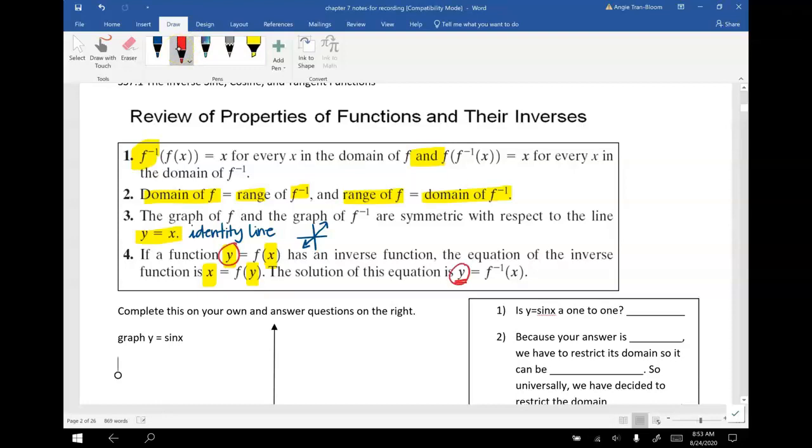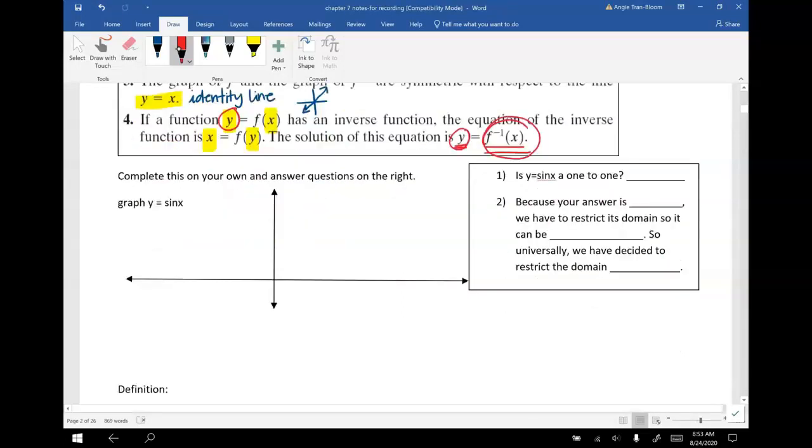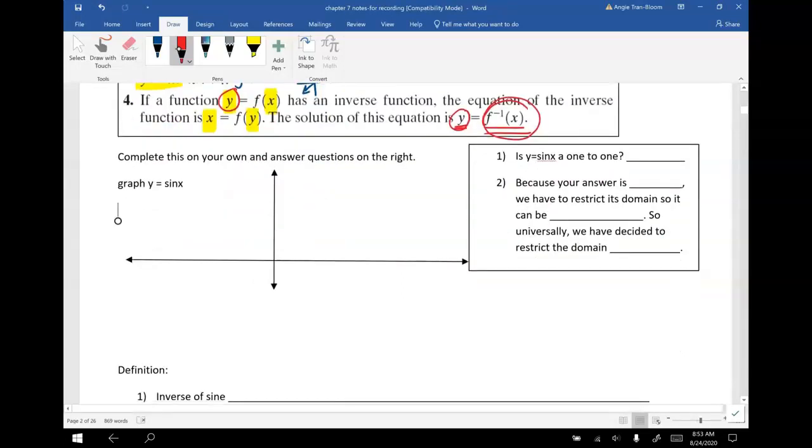Because they're both y equals. So if it's an inverse, then we use f to the -1 power of x. So if you see this notation right here, that means it's an inverse of the regular. Now complete this on your own and answer the questions on the right.